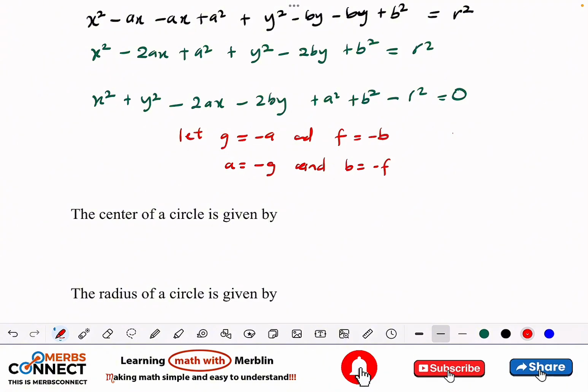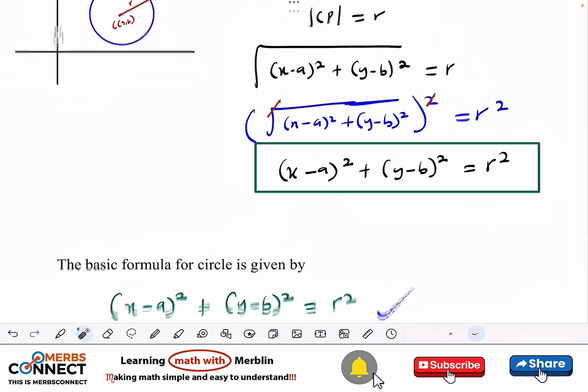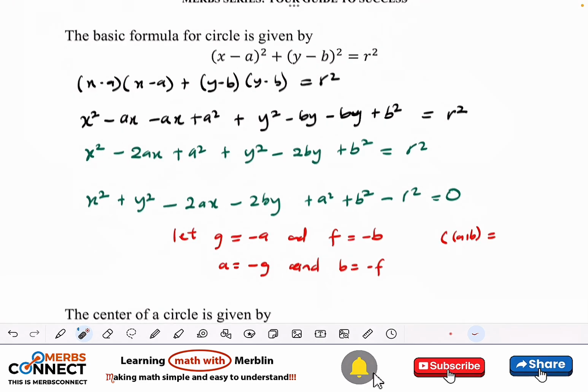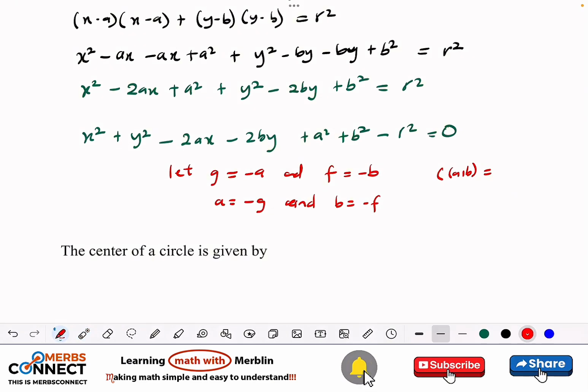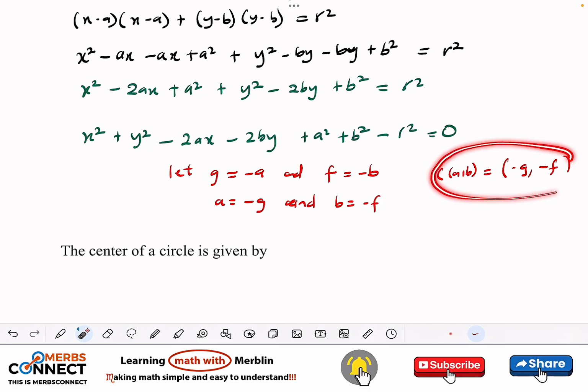One thing we can notice from here is, if (a, b) is the center from the basic formula that we learned, then from this expansion the center is (−g, −f), because a is equal to −g and b is equal to −f. So it means that anytime we are using this equation, when you find g and f, you need to negate them. I'll do an example for you to understand. So now this is our center.